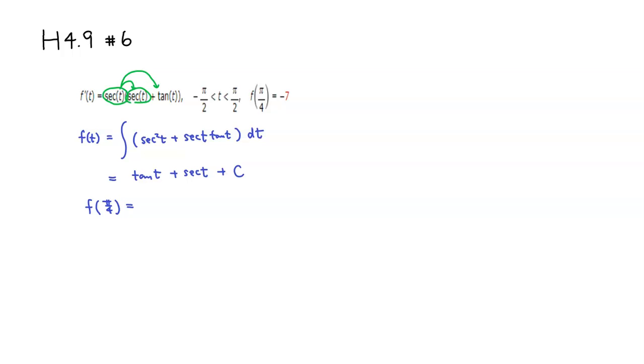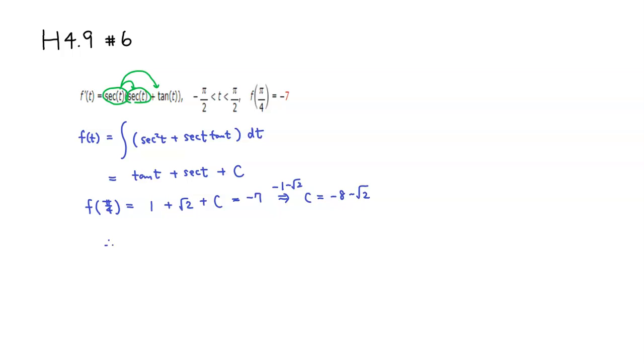Tangent of pi over 4 is 1. Secant of pi over 4, well, what is secant of pi over 4? Cosine of pi over 4 is 1 over square root of 2, so secant is the reciprocal of that, which is square root of 2. Plus some constant c is supposed to be -7. So we can simply subtract 1 and subtract square root of 2. So c is going to be -8 minus square root of 2.